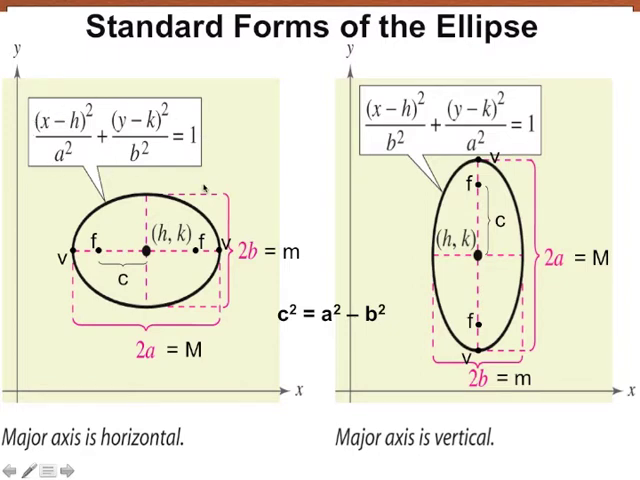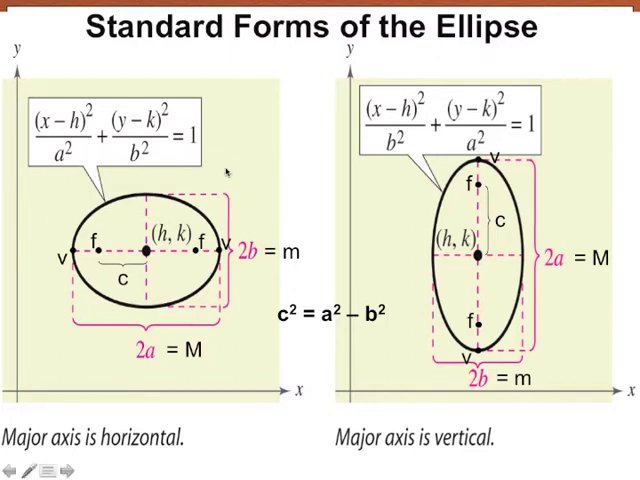I have (x minus h) squared over a squared plus (y minus k) squared over b squared equals 1. Okay, this is the standard form. And notice that a is going to be my bigger number, because if 2a is big M and 2b is little m, that's because a is half of my major axis. So if your bigger number is underneath your x coordinate, x being the horizontal axis, then you are dealing with a horizontal ellipse.